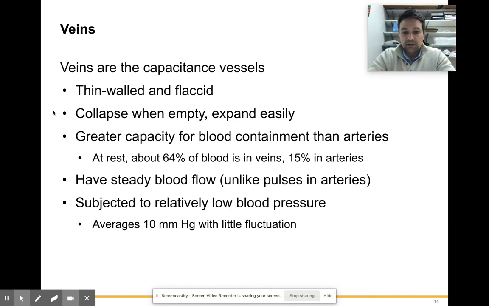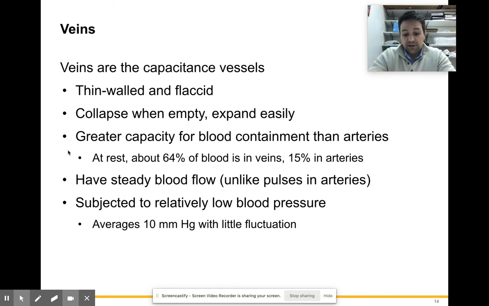Okay, they collapse when they're empty, and they expand very easily. They have a much greater capacity for blood than arteries, which means they can hold more blood. And if you look, you can see here that 64% of all your blood is contained in your veins at any given moment, and 15% of that is in your arteries. The rest is in your tissues and your capillaries and things like that. But the majority of your blood at any given moment is going to be inside your venous system.